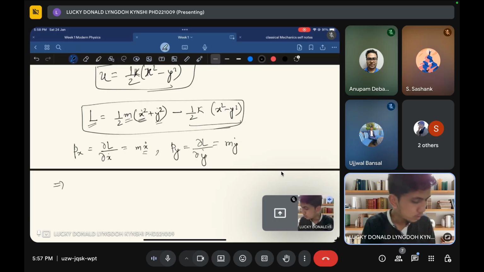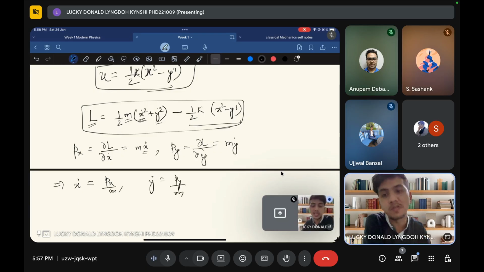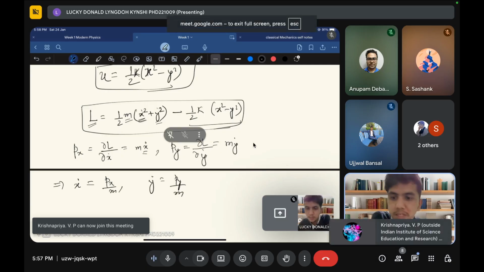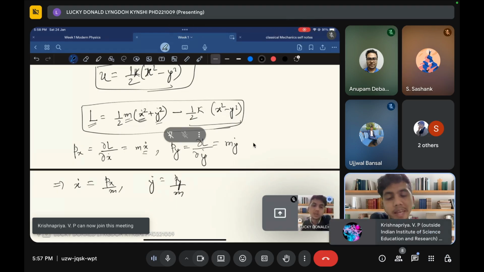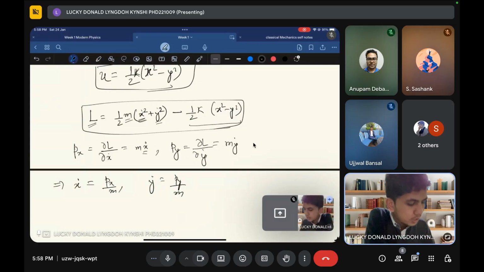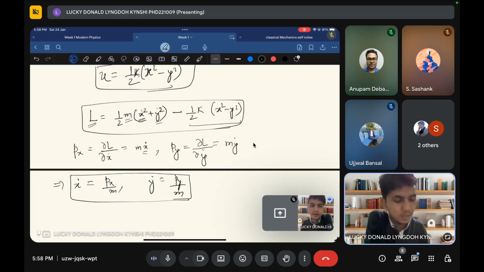Now remember that x dot is equal to px by m, right? And y dot is equal to py by m. Now you try to convert everything in terms of the momentum, not in terms of x dot. We express everything in terms of x and px or y and py. Now you have got everything. You got the Lagrangian, which is T minus U. You know the kinetic energy and you know the potential energy, and you have also expressed x dot in terms of px, y dot in terms of py.